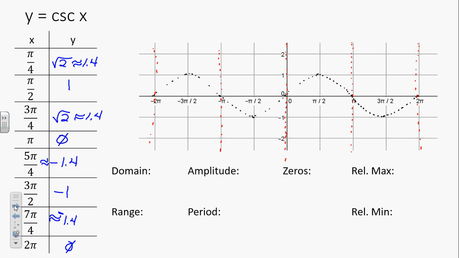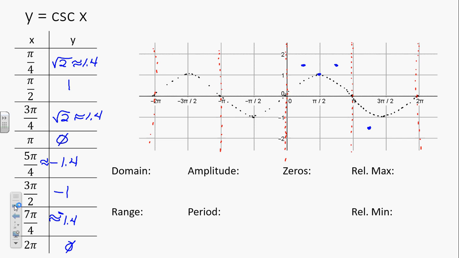When we're at pi over 4, halfway between 0 and pi over 2, we're 1.4 up. And when we're at pi over 2, we're at 1. And then when we're at 3 pi over 4, halfway between pi over 2 and pi, we're going to be 1.4 up. And at pi, we're undefined, right? And so keep going here. At 5 pi over 4, we're at negative 1.4. So halfway between pi and 3 pi over 2, we're at negative 1.4.